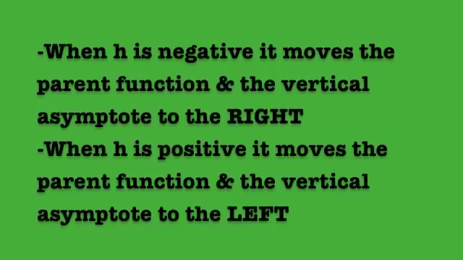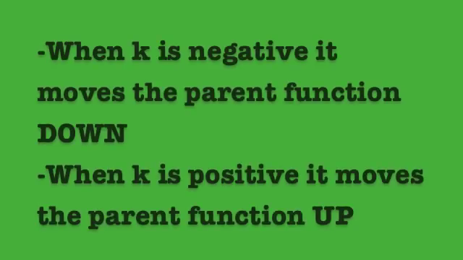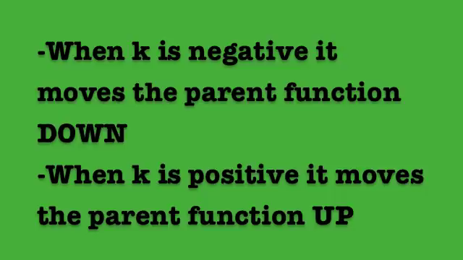When h is negative, it moves the parent function and the vertical asymptote to the right. When h is positive, it moves the parent function and the vertical asymptote to the left. When k is negative, it moves just the parent function down. And when k is positive, it moves the parent function up.